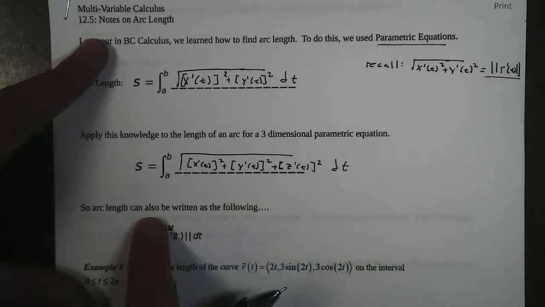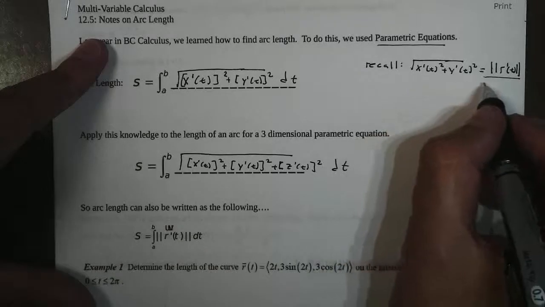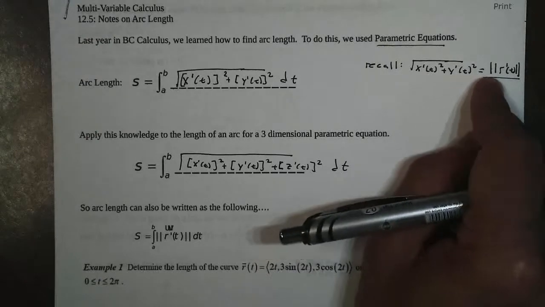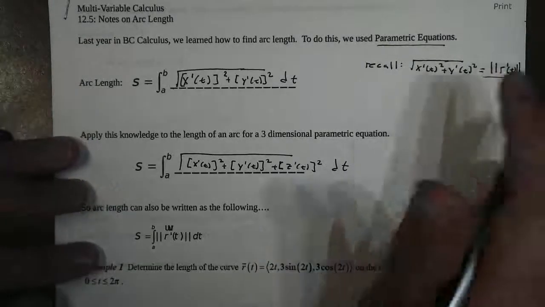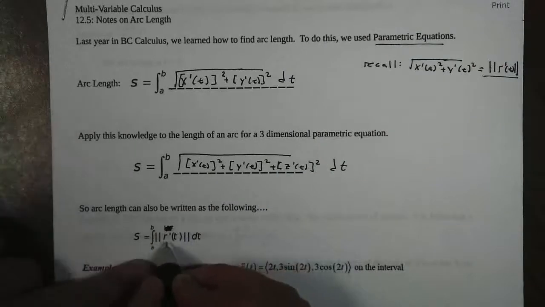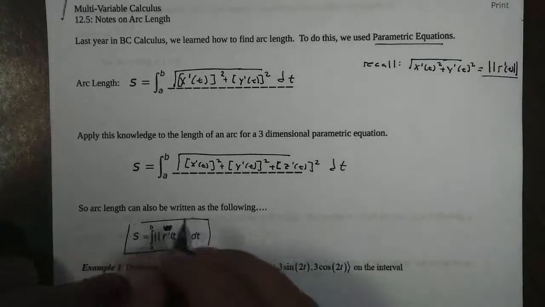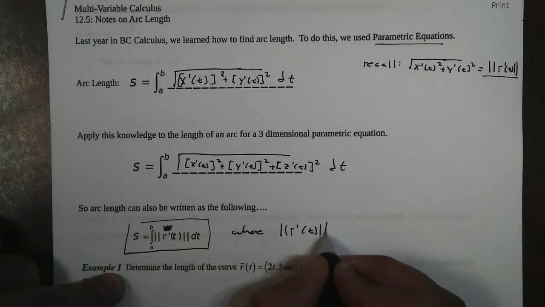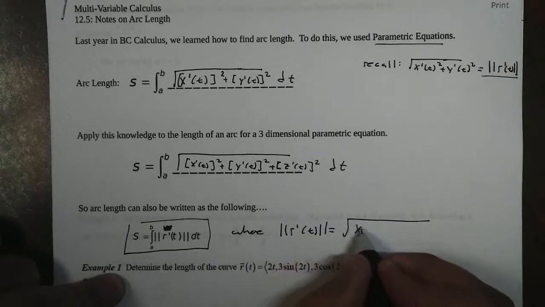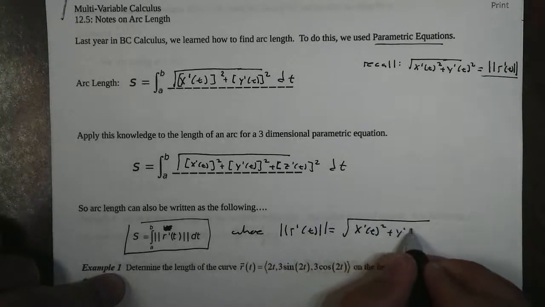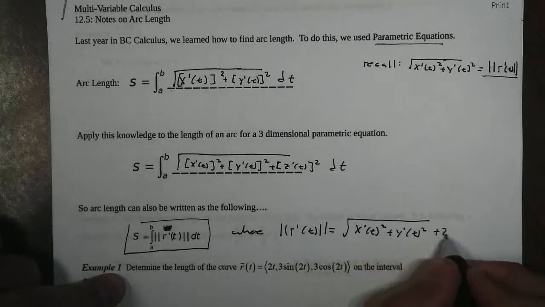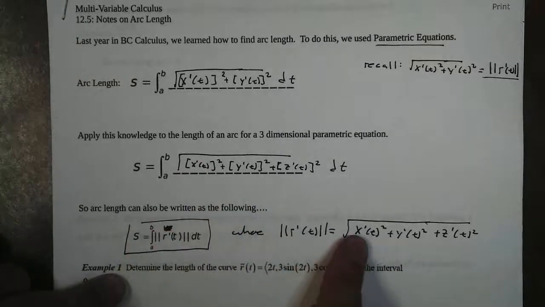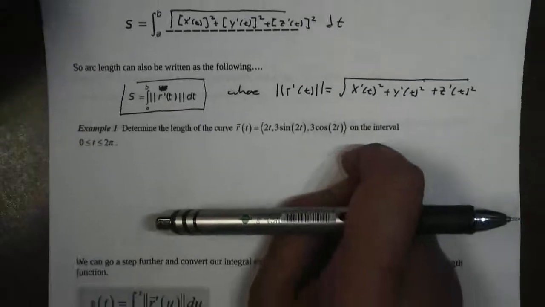So arc length can also be, if I apply my same rule here with the square root of x prime of t squared plus y prime of t squared plus z prime of t squared, that's just going to equal the magnitude. We can rewrite our arc length using this formula, where, again, the magnitude of r prime of t is just the square root of x prime of t squared plus y prime of t squared plus z prime of t squared, right there. Either formula is acceptable to use. So let's take a look at an example.